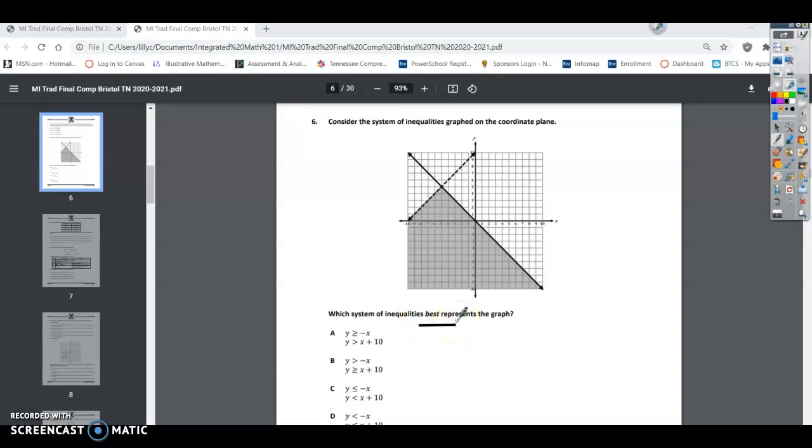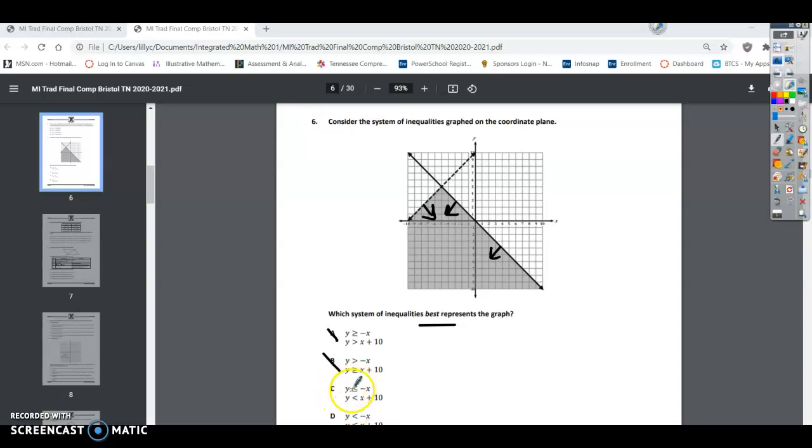All right, so what we need to do is say, first we have one solid line and we have one dotted line. Solid means less than or equal to in this case because it's shaded below the line here. And dotted here, it's also shaded below the line. So we have two less than. So we have one less than and one less than or equal to. A and B both say greater than or equal to, so we can automatically eliminate those.